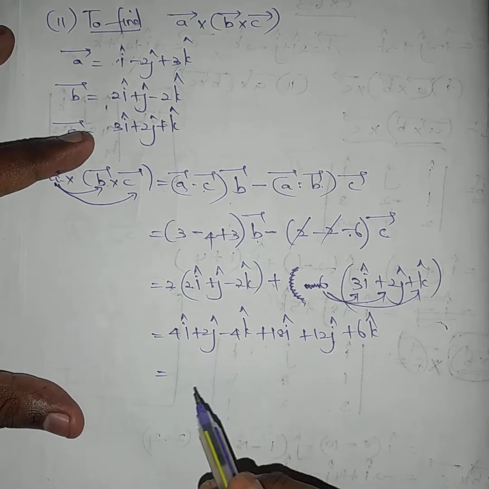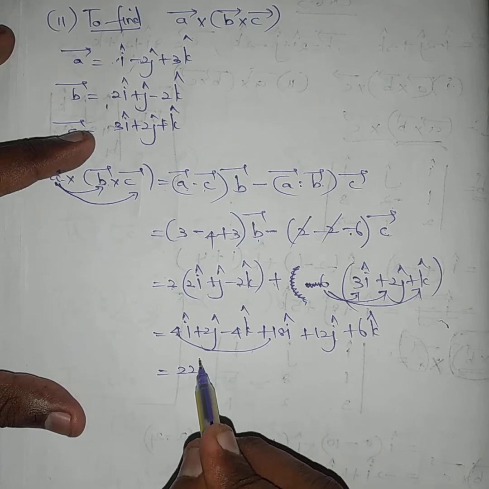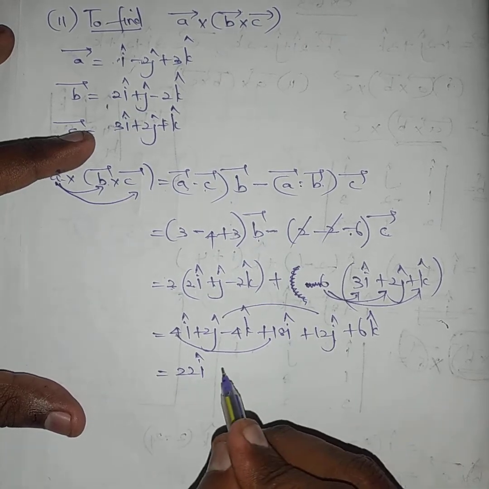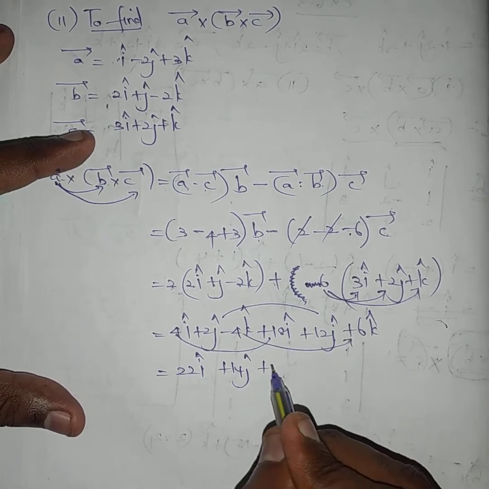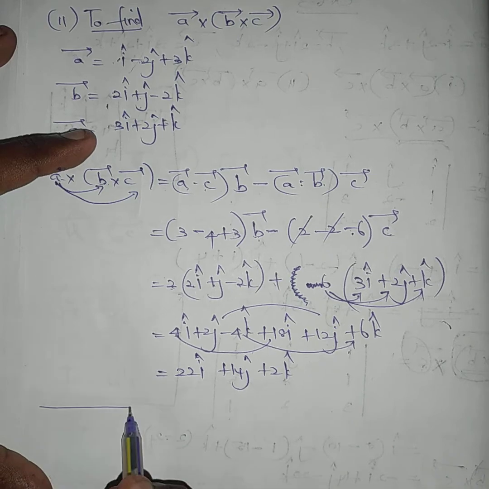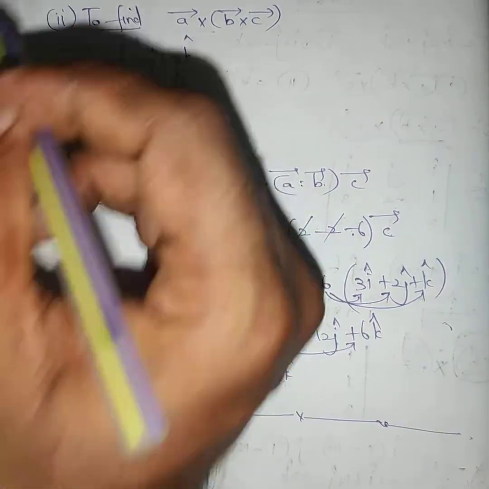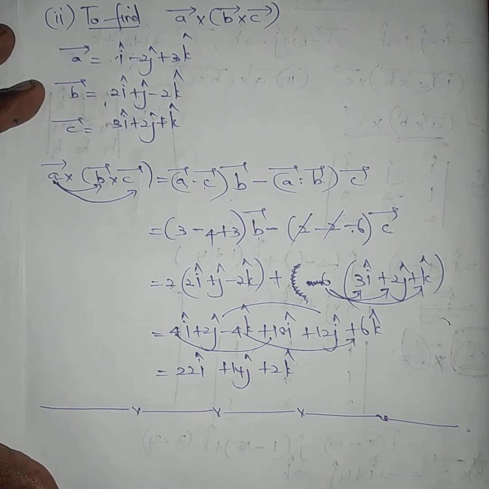Now we need to make addition: 4 plus 18 is equal to 22i cap, 2 plus 12 nothing but 14j cap, minus 4 plus 6 nothing but plus 2k cap. So this is the required answer for the first sum, second subdivision. This method is the easiest method, so I did that method.